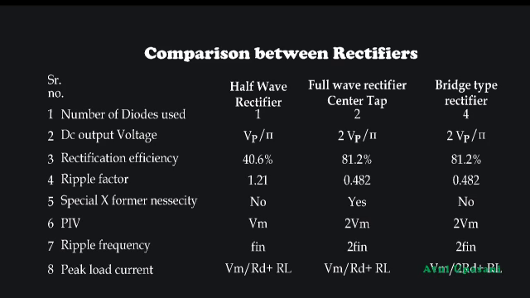The peak load current in half wave rectifier is given by Vm upon Rd plus RL. In full wave rectifier using center tap transformer it is Vm upon Rd plus RL, but in bridge type rectifier it will be Vm upon twice Rd plus RL. Here twice Rd because 2 diodes come in series when they conduct, so that is why the total resistance will be twice Rd. So these are the comparison factors between the rectifiers.